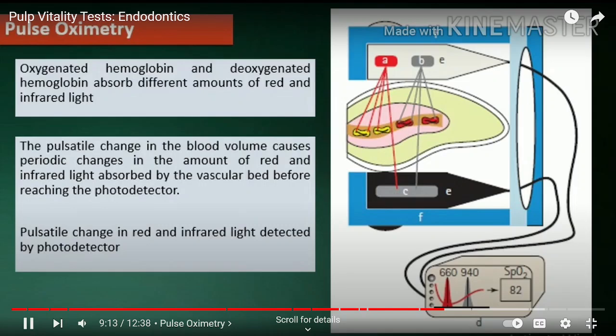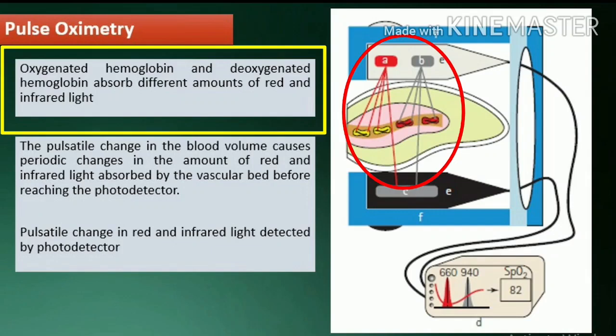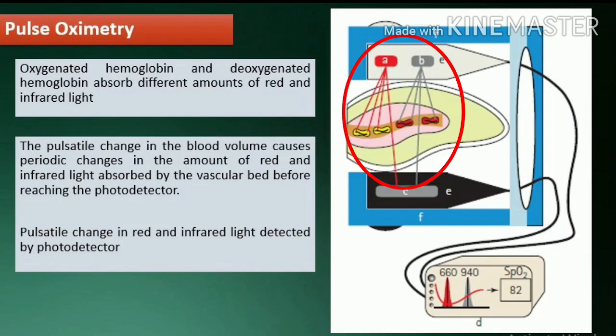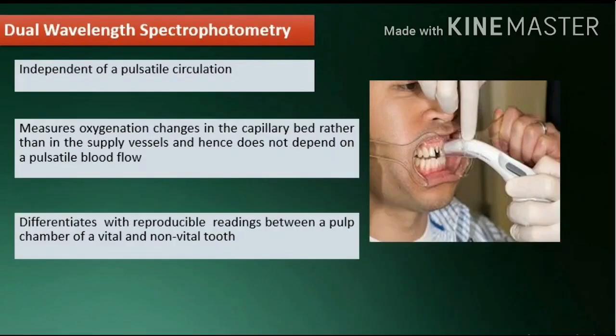The light-emitting diode transmits red and infrared light through a vascular bed such as the finger or ear. Oxygenated hemoglobin and deoxygenated hemoglobin absorb different amounts of red and infrared light. The pulsatile change in the blood volume causes periodic changes in the amount of red and infrared light absorbed by the vascular bed before reaching the photodetector. The relationship between the pulsatile change in the absorption of red light and the pulsatile change in the absorption of infrared light is analyzed by the pulse oximeter to determine the saturation of arterial blood. Dual wavelength spectrophotometry.